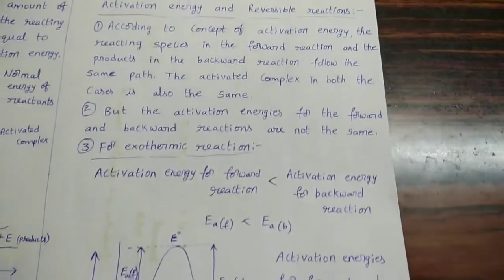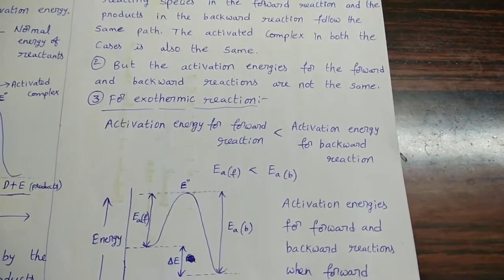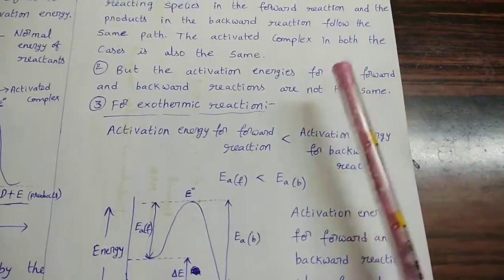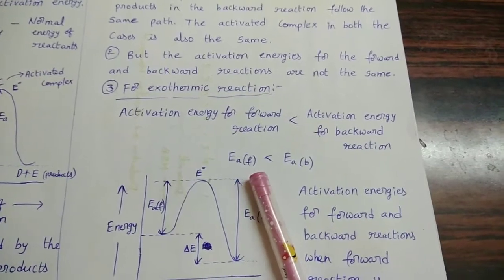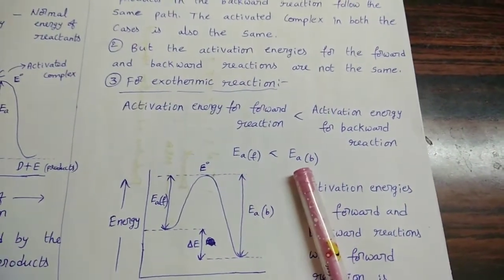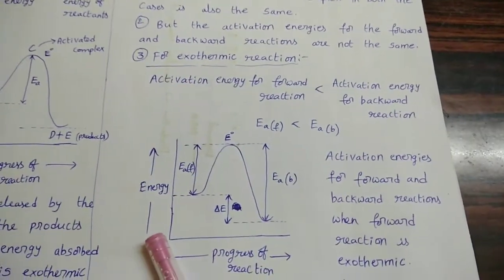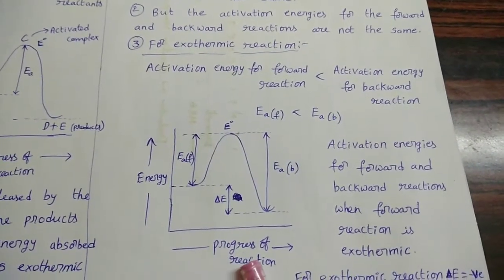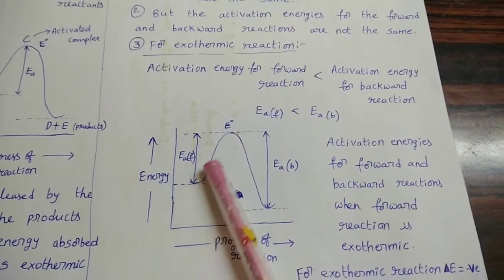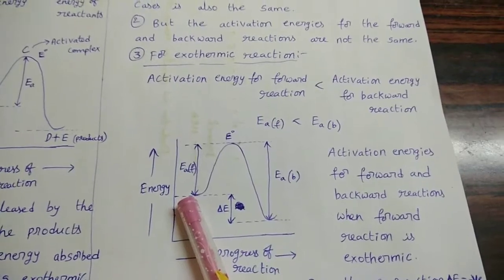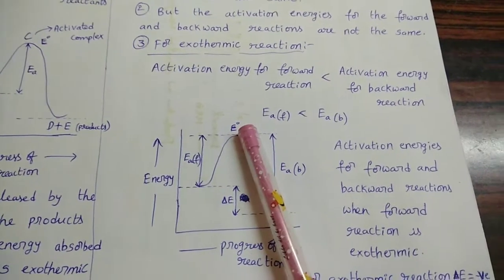See this one. For exothermic reaction, activation energy for forward reaction is less than activation energy for backward reaction. So activation energy of forward reaction, symbol EAF, is less than EAB. EAB is the activation energy for backward reaction. Graphically, if we represent, then energy on y-axis, progress of reaction on x-axis. So these are reactants, these are representing products. So this is the energy possessed by the reactants, and this is the activated complex. So this is threshold energy.